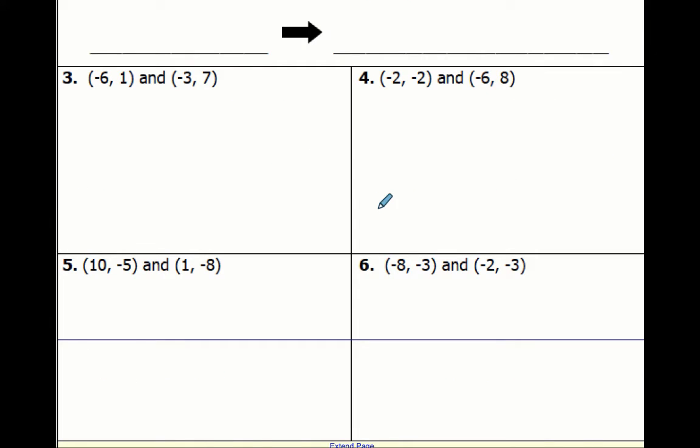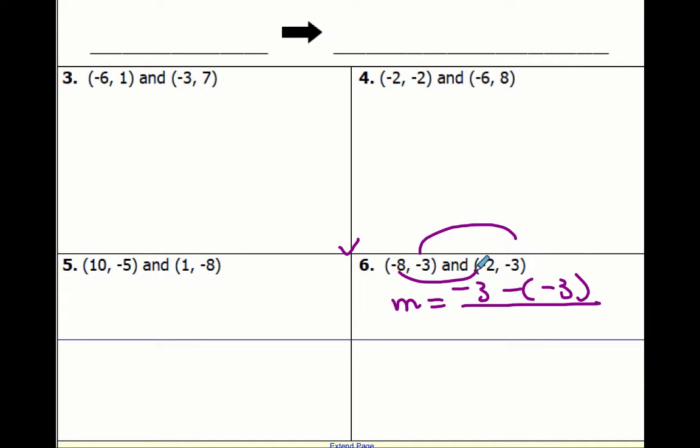Okay, let's look at one that has a little bit of a different result. First thing I'm going to do is find my slope. So I'm going to do y take away y, and x take away x. As a result, I get negative 3 plus 3, because remember, minus and minus makes a plus, which is 0, and negative 8 plus 2, which is negative 6.